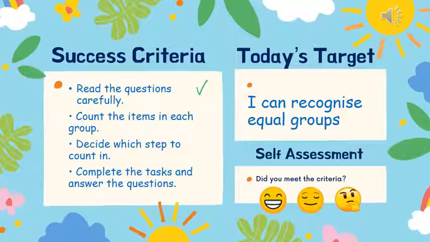So as I mentioned, our target today is I can recognise equal groups. Your success criteria is to read the questions carefully, to count the items in each group, to decide in which step to count in, and complete the task and answer the questions. If you do all of those steps, you'll be successful within this lesson.